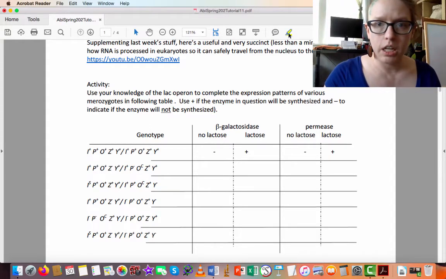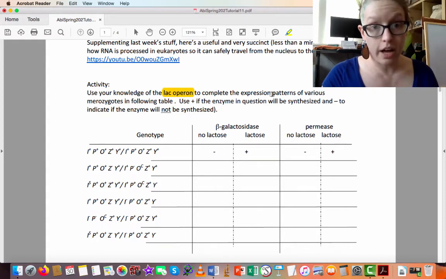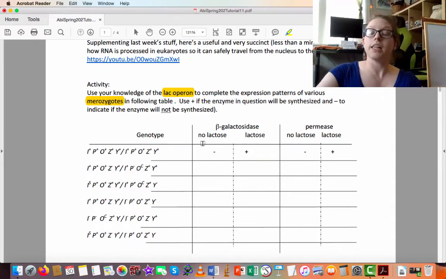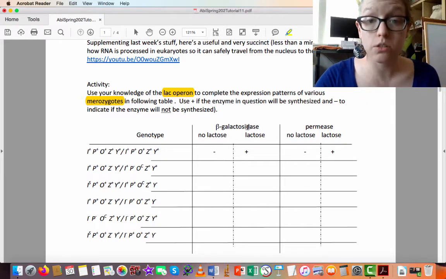The current activity is to, based on the lac operon, figure out the expression patterns of the various merozygotes, so we know we're semi-diploid. We use plus if the enzyme is going to be synthesized, and we use minus if it isn't synthesized, and the situations are either lactose or no lactose.